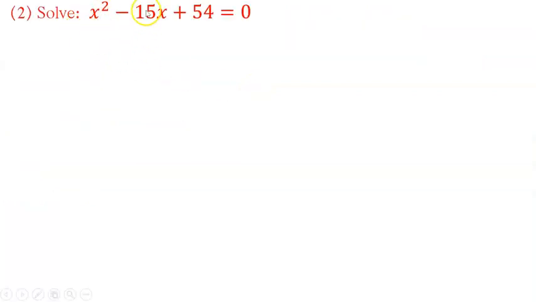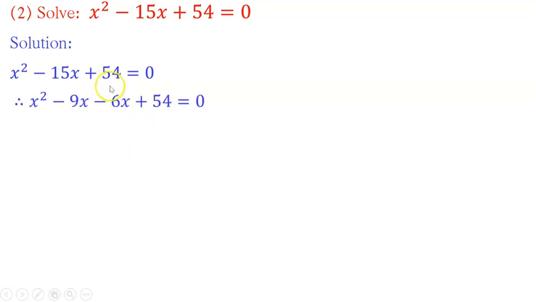Solve x square minus 15x plus 54 is equal to 0. This quadratic equation we will solve by the factorization method. First term, last term multiplication, which comes to 54. Then which two numbers have multiplication 54 and addition minus 15? Minus 9x minus 6x. The multiplication of these two is 54 and their addition is minus 15x.